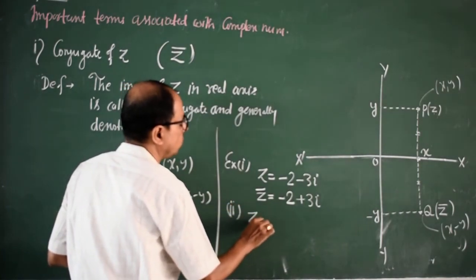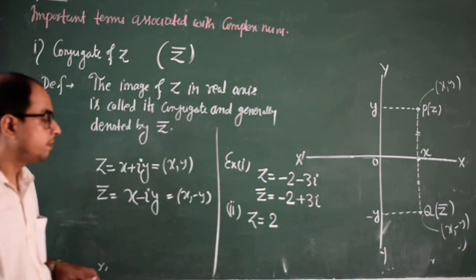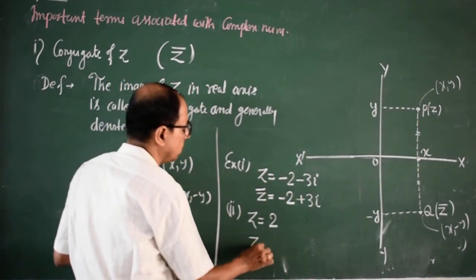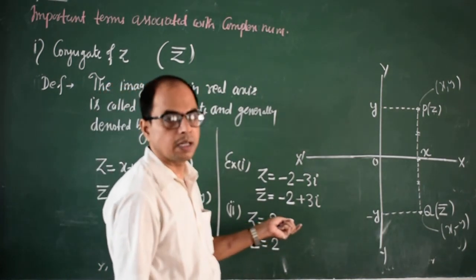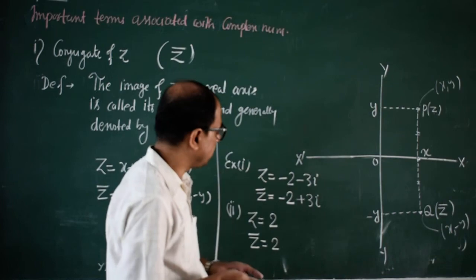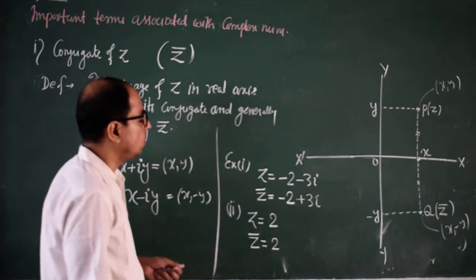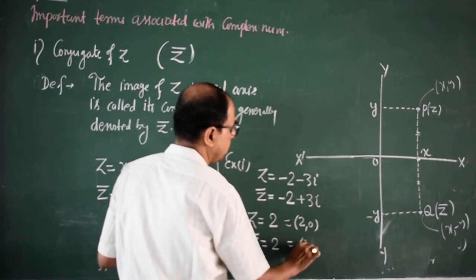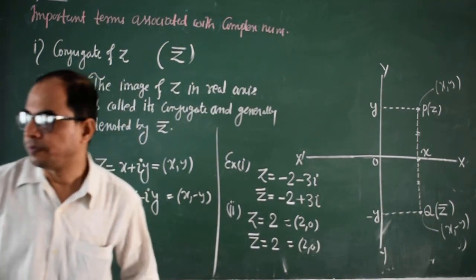See the second example. If z equal to 2, it is a purely real complex number. Here the imaginary part is 0. So what will be its conjugate? Write the real part as it is, and the imaginary part is 0, so whether you write plus 0 or minus 0 it doesn't make any difference. So z conjugate will be 2 only. Clear? So the same point will represent z and z conjugate.